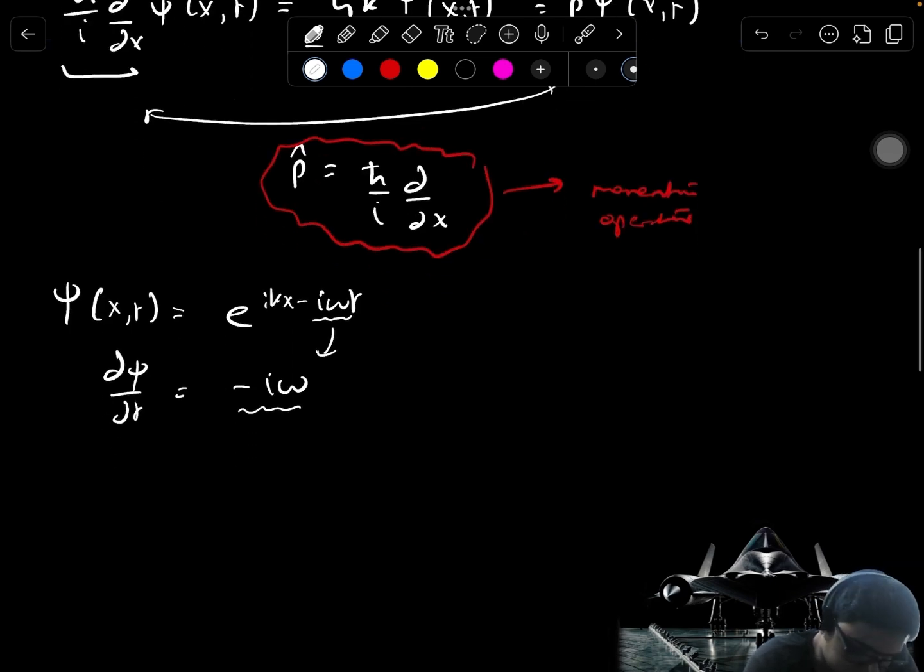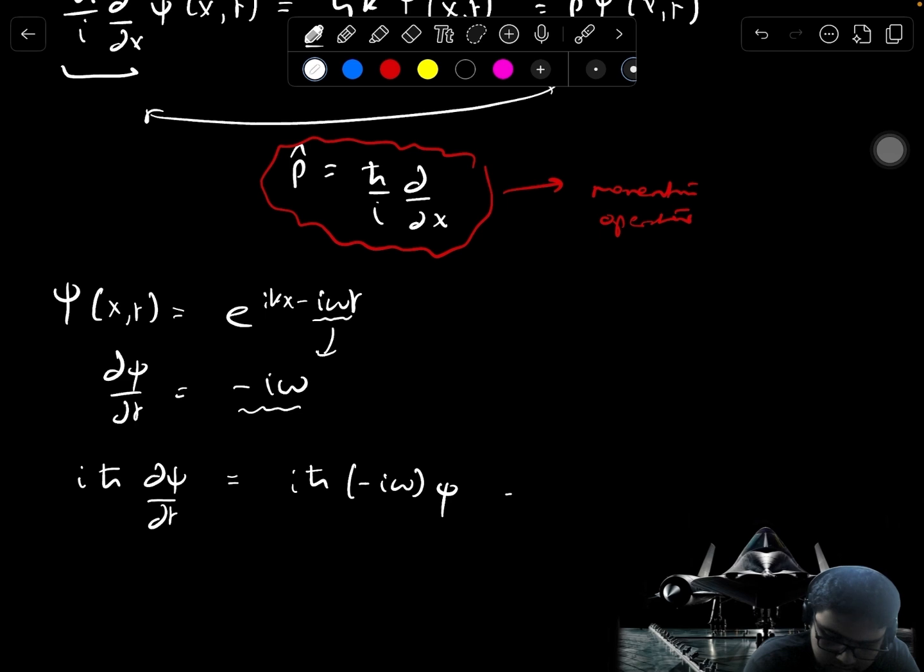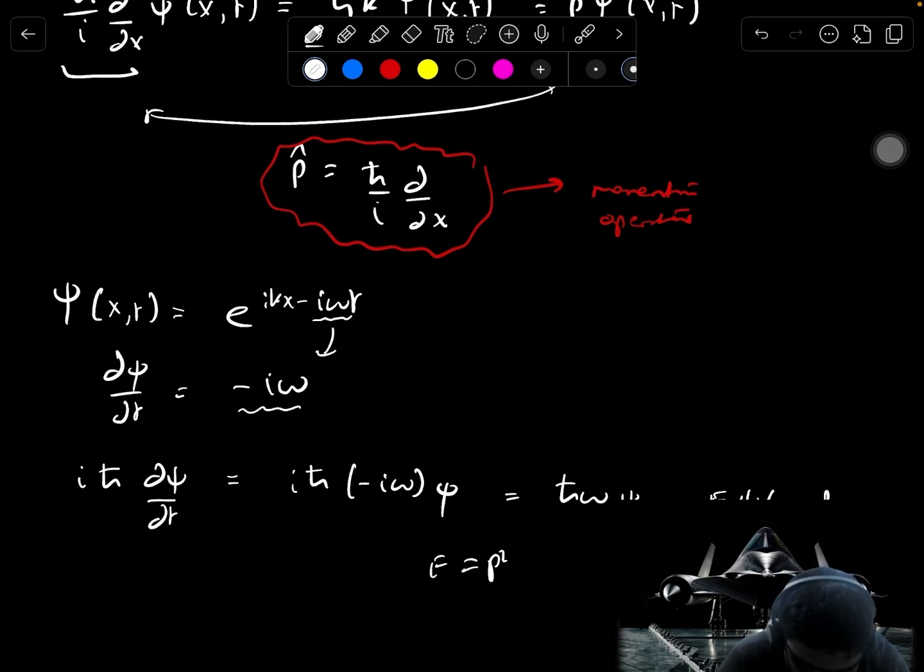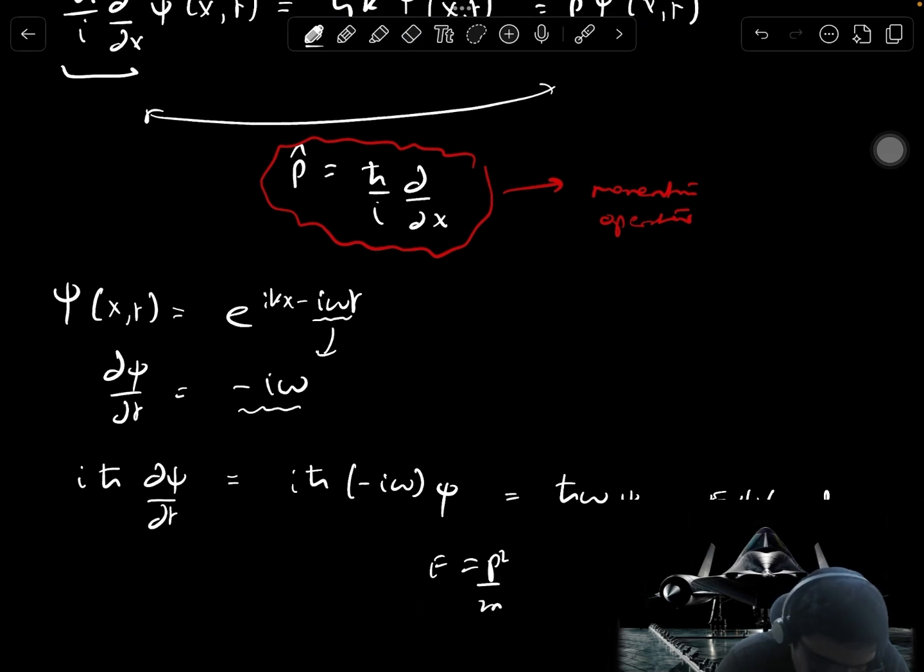Yeah, moving on. This was the form. So now, the derivative of psi over t here is minus i omega. Just put it here. We know that h cross omega is the energy. Now E equal to p square over 2m for non-relativistic mechanics. We are going to use this formula many times.